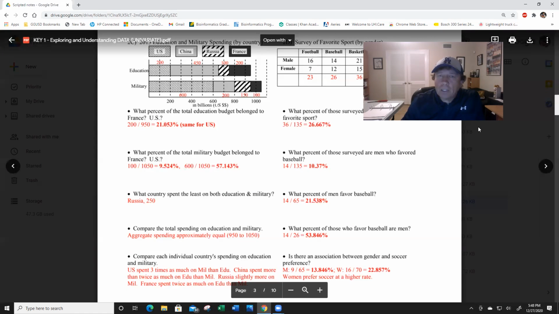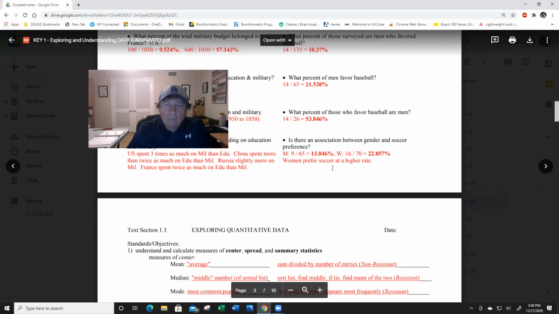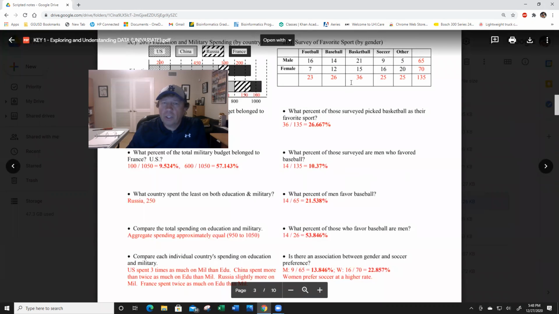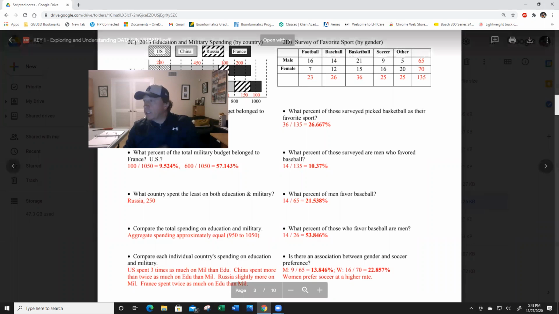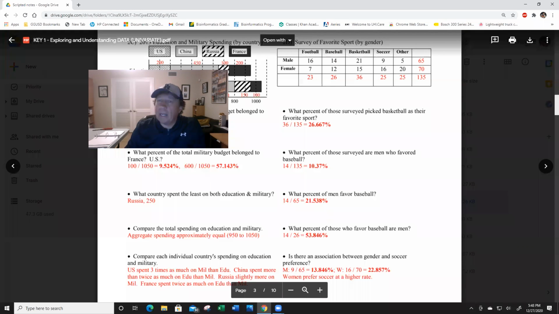All right, next question. I believe this is the last one of this particular section. All right, survey of favorite sport by gender. This is completely fictitious data. I remember I just made it up just to have something, okay? What percentage of those picked basketball as their favorite sport? Of course, I love basketball, so I put it a little higher.